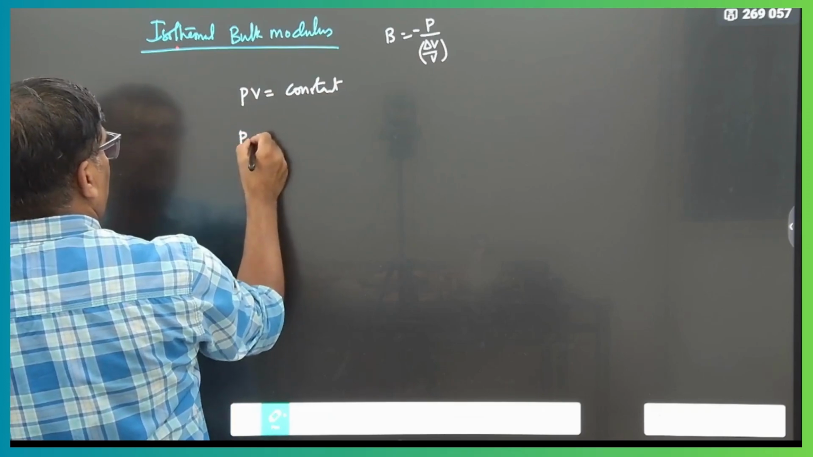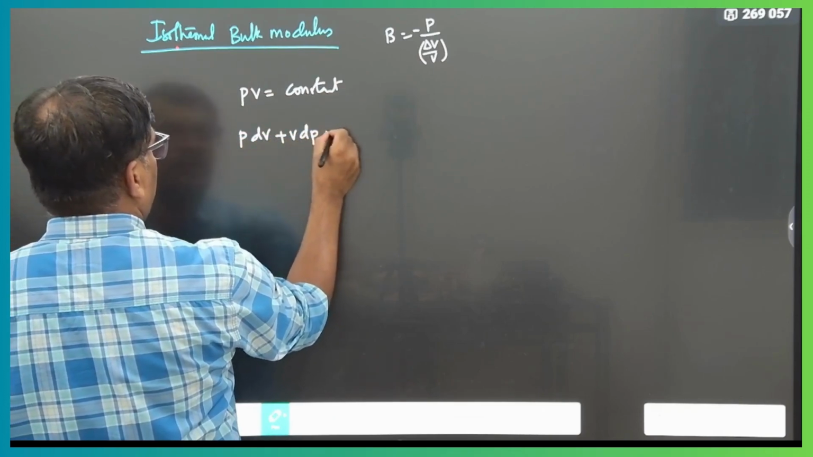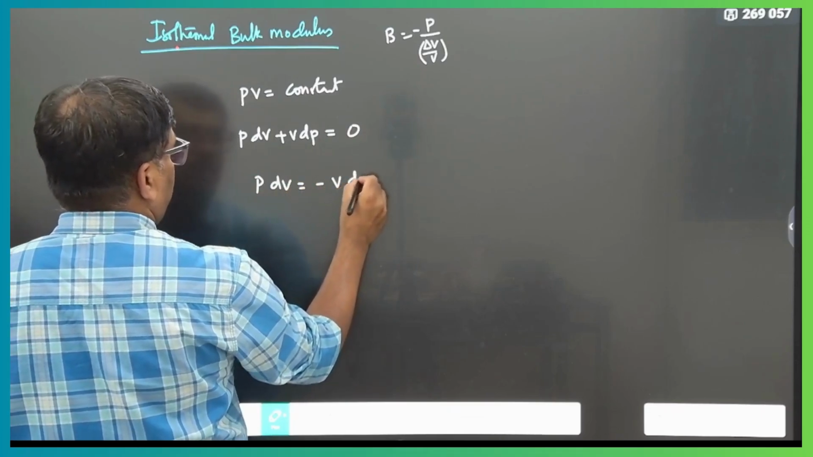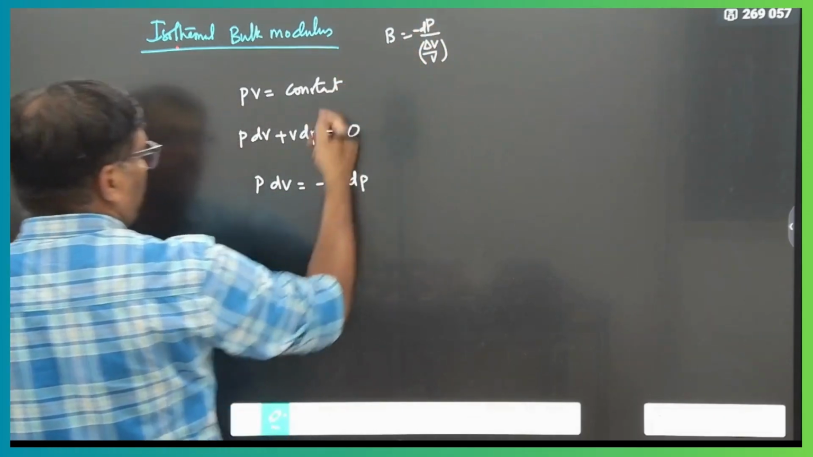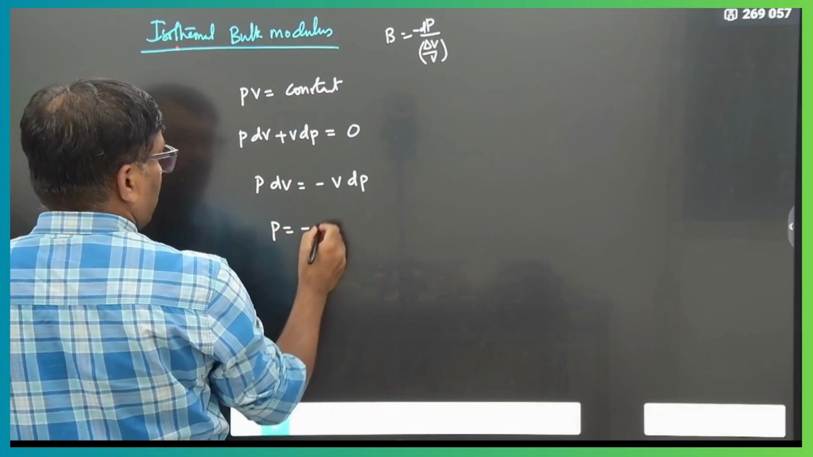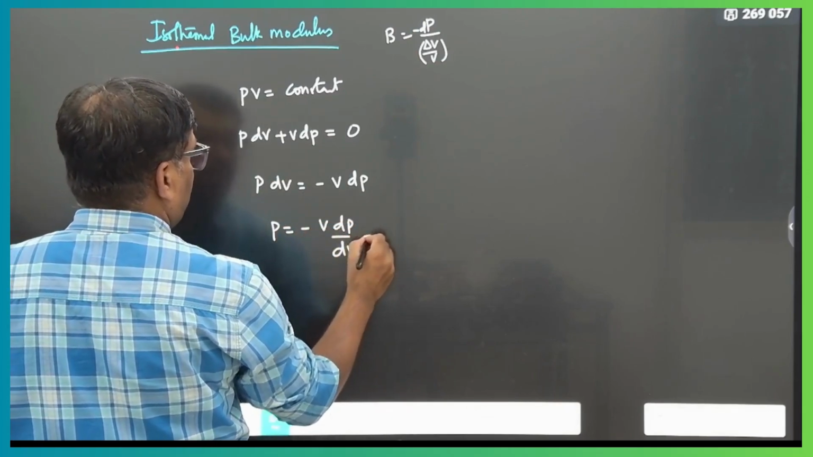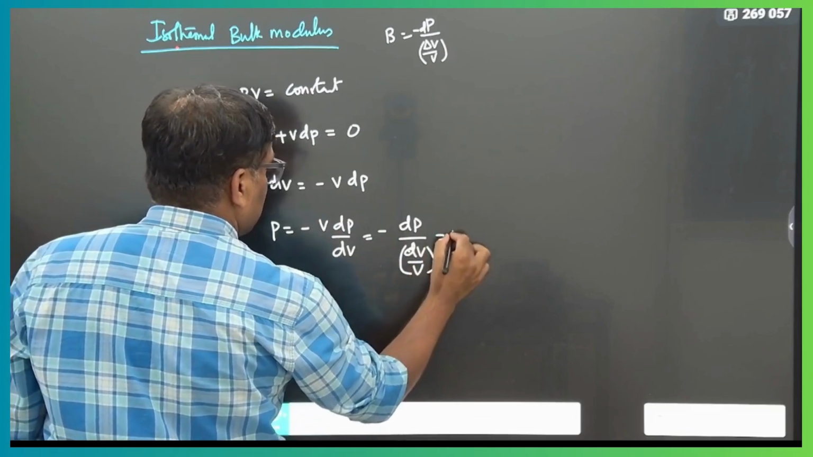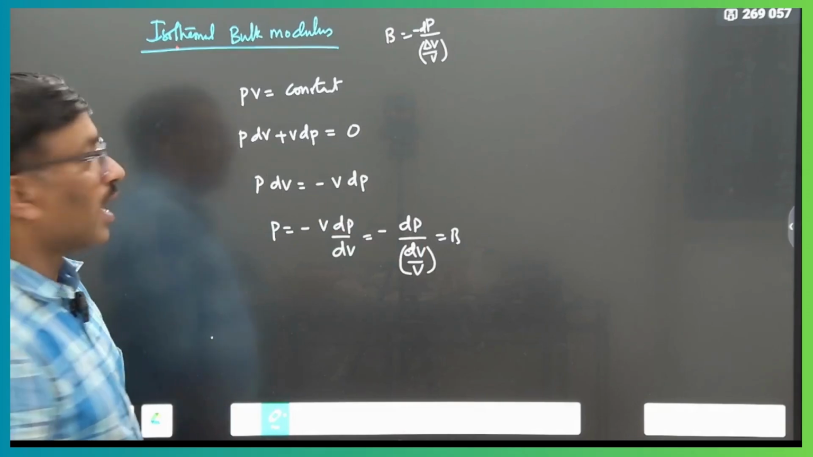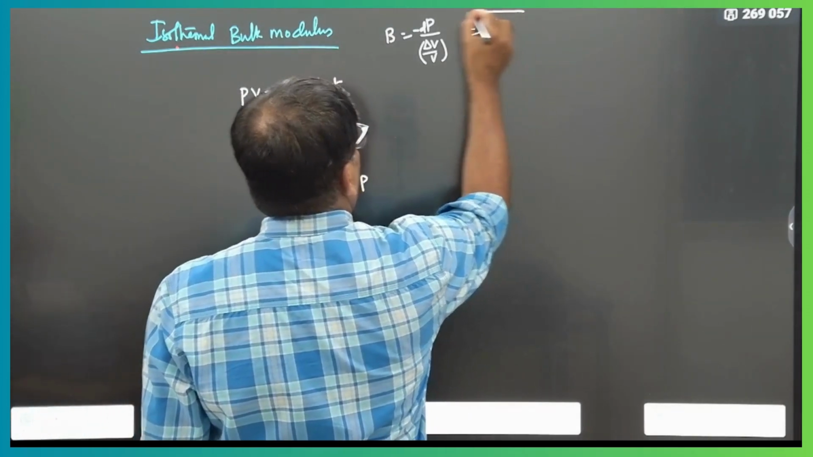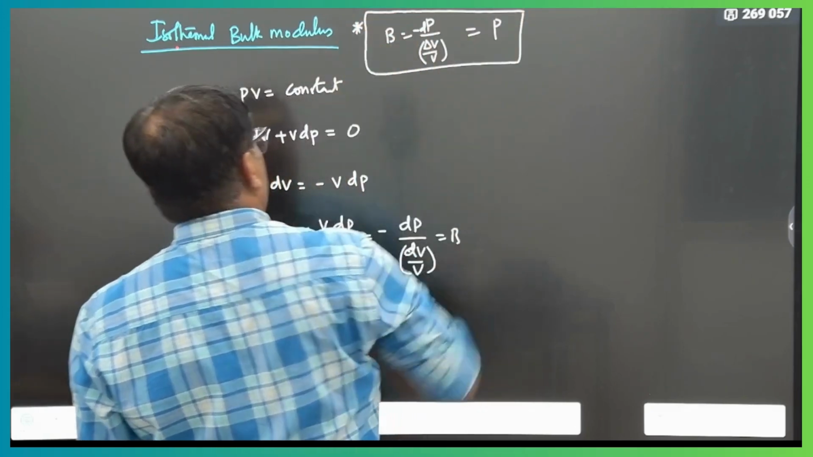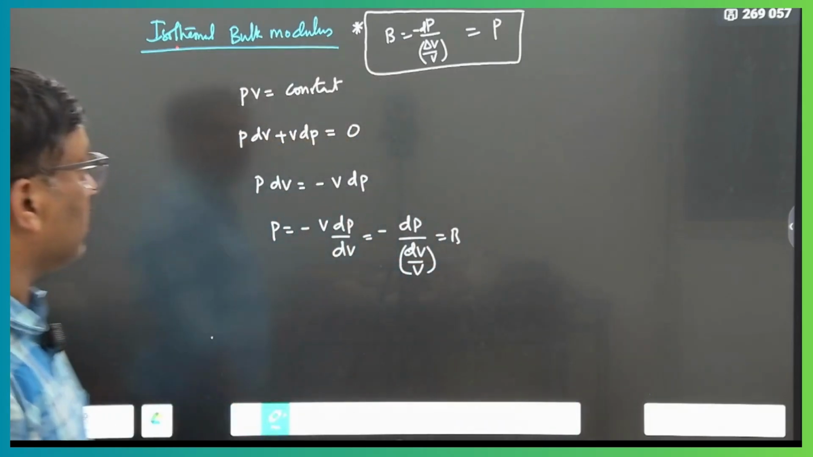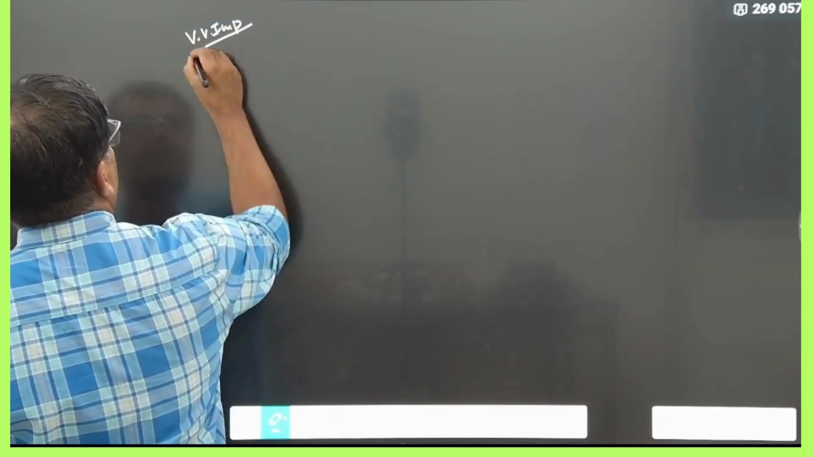Therefore, P into dV plus V into dP is equal to 0. Taking it here now, P into dV is equal to minus V into dP. So here you can write dP is equal to minus V into dP by dV. What can you write now? Minus dP by dV by V. So this is nothing but your isothermal bulk modulus. Isothermal bulk modulus is nothing but the pressure of the gas at that situation. Therefore, it will give us the isothermal bulk modulus. Clear?